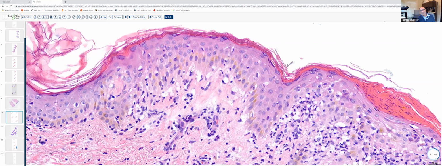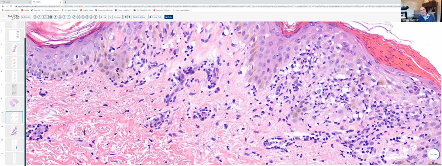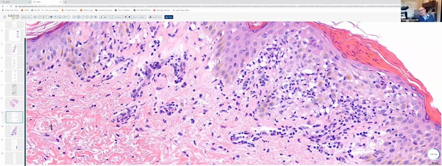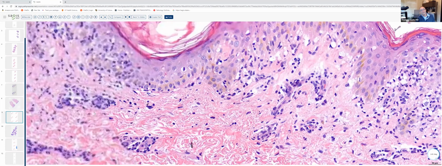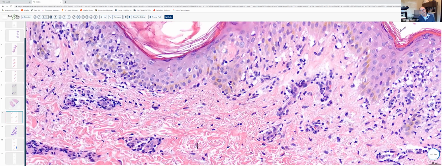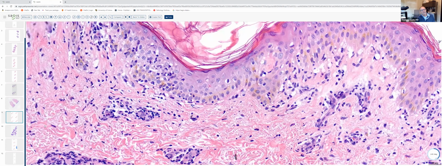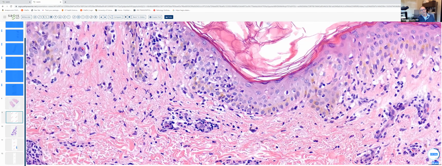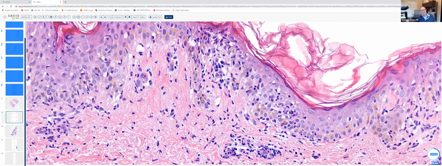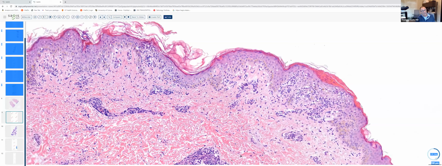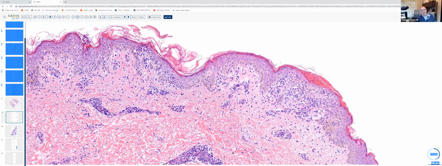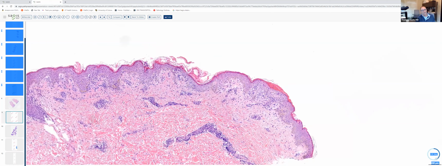And if we look at the infiltrate within the dermis, we can see that it's composed entirely of lymphocytes. In some areas, there were a few extravasated erythrocytes, a few of which were carried up into the overlying epidermis. And this constellation of findings is most suggestive of pityriasis lichenoides. Clinically, this patient had PLC, or pityriasis lichenoides chronica.